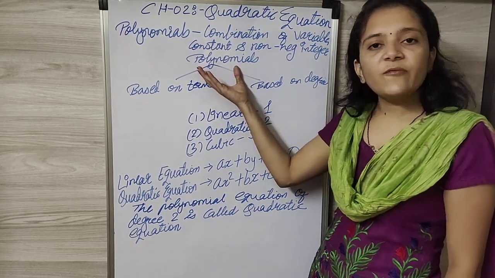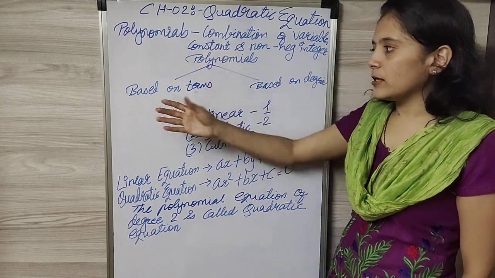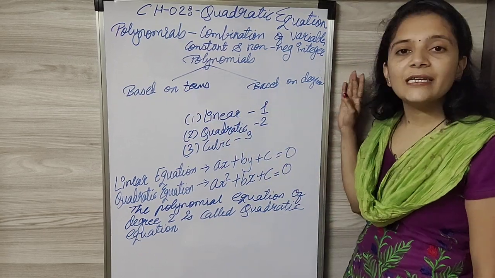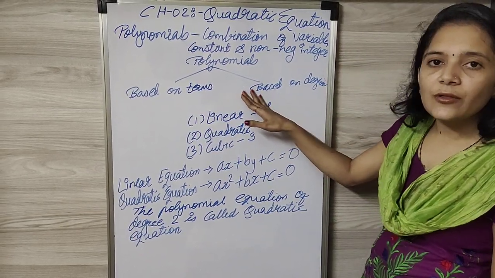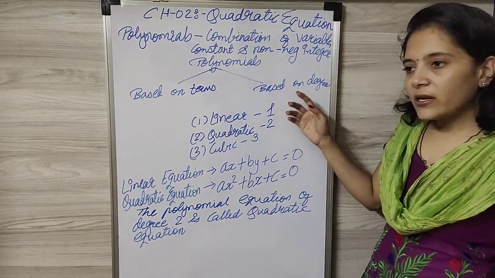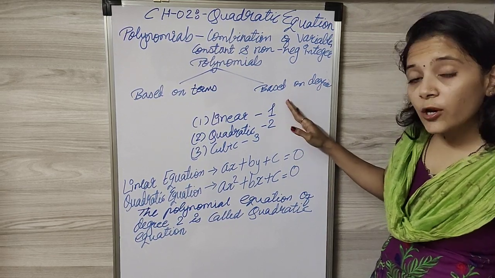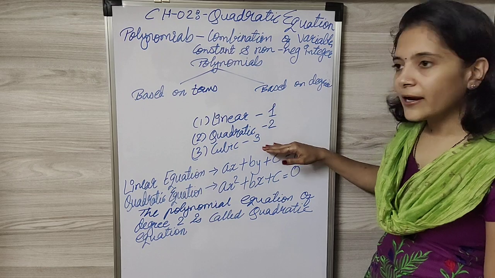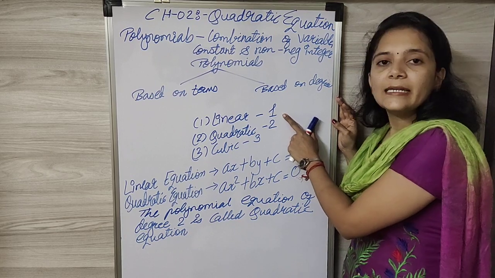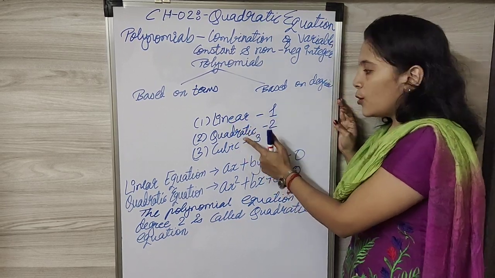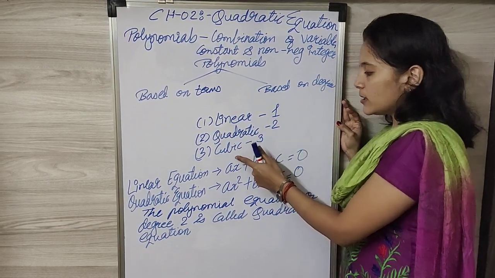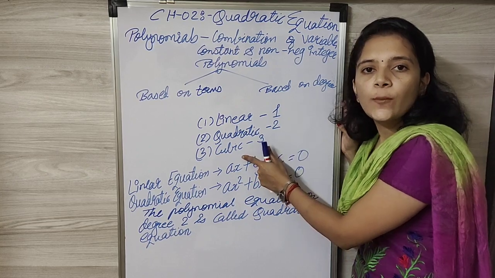We also have seen the classification of polynomials in the linear equation. Now, polynomials are classified on two bases, that is on the basis of the term and on the basis of the degree. Now, our main point is the basis of the degree, right? So, based on the degree, polynomials are classified into linear polynomials, quadratic polynomials and cubic, right? In linear, the degree is 1. When the polynomial has degree 1, it is called linear polynomial. When the polynomial has degree 2, it is called quadratic polynomial. And when the polynomial has degree 3, it is called cubic, right?